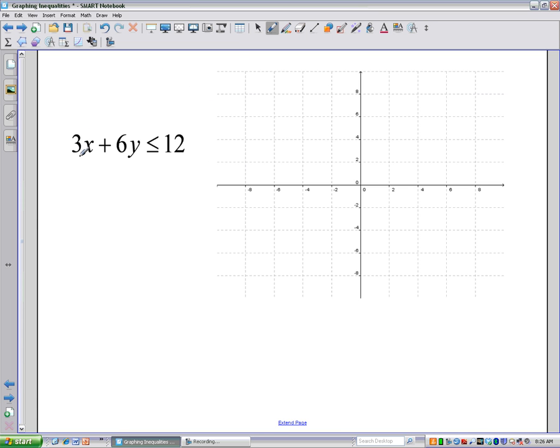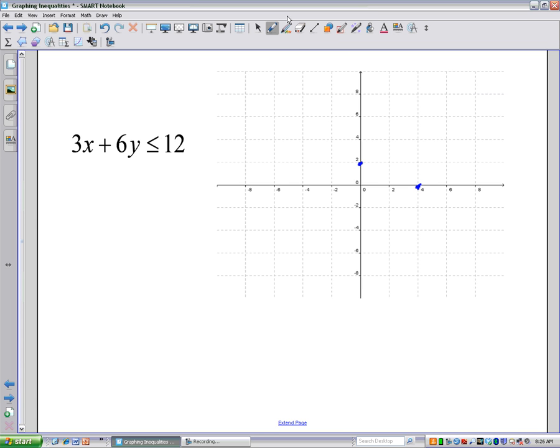We do the old cover-up method to get our x- and y-intercepts, just like we did before. Cover-up method, so let's get the y-intercept first. Pretend I'm covering that up and you can't see it. That means my y-intercept is 2. Now pretend we're covering this up. My x-intercept is 4. So I've got the two points.